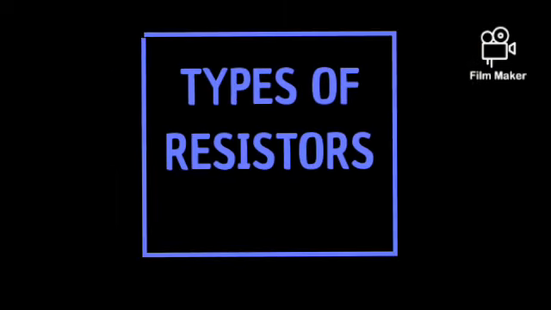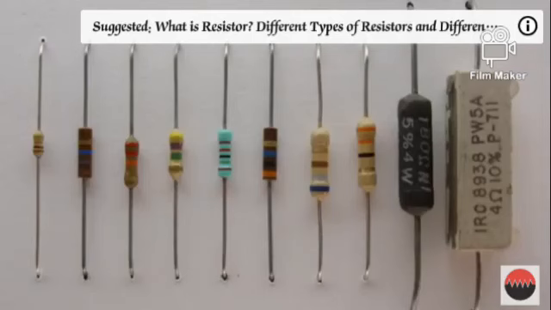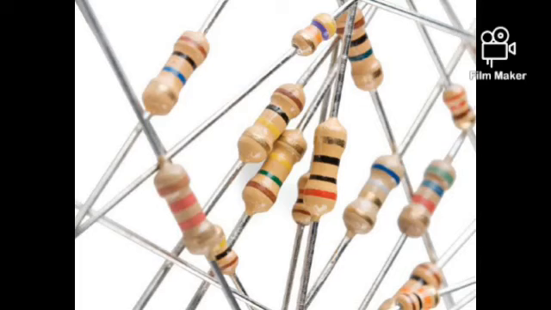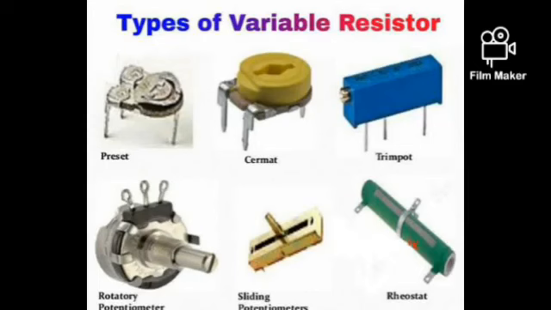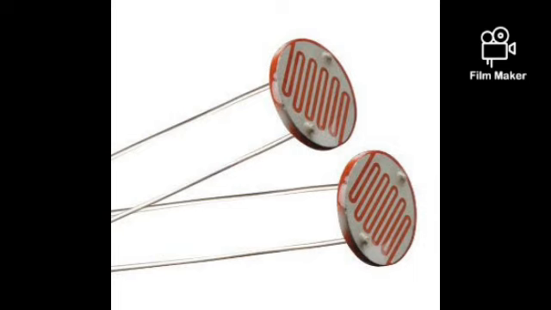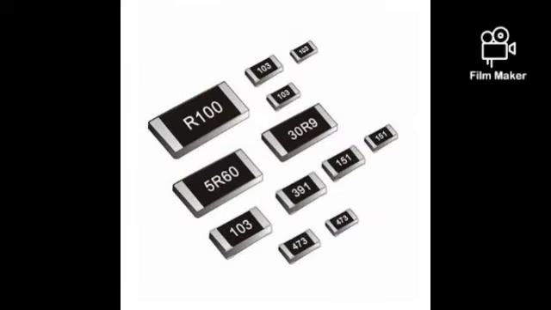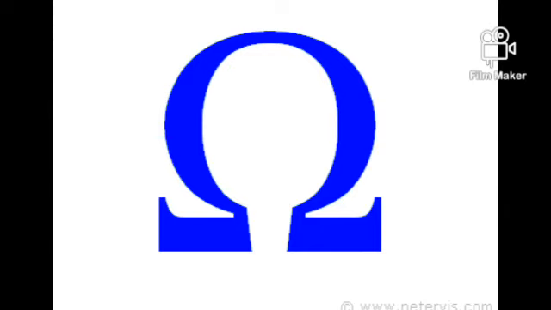Types of resistors. There are so many designs of resistors. Each of them is channeled towards one goal, which is to oppose the flow of current. They come in various forms. We have the standard resistor, the potentiometers, the variable resistors, the light dependent resistors, and the SMDs, the surface mount devices, and many more. The standard unit of measurement of resistance is ohms, and it uses this symbol to represent its value.